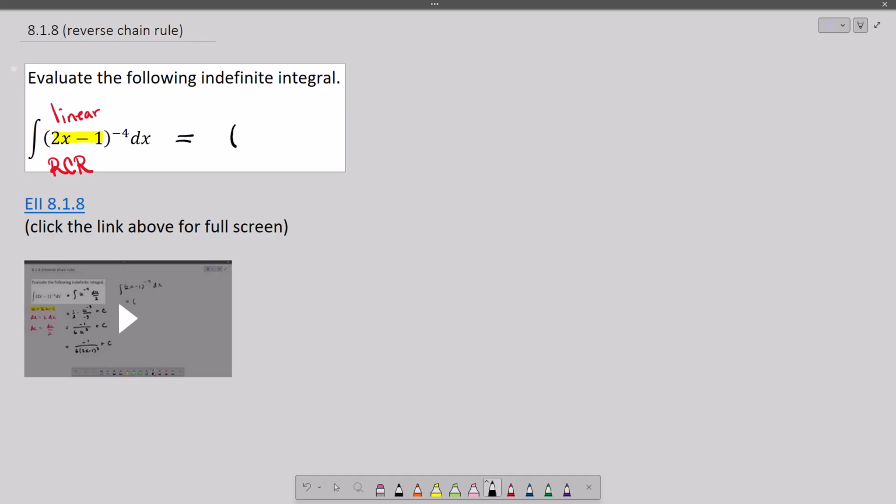So we are going to take the base, 2x minus 1. We add 1 to the exponent. Negative 4 plus 1 is negative 3. We divide by the new exponent. But we also have to divide by the derivative of the inside here. So we're also going to divide by that too. And then we have a plus c for the integration constant.